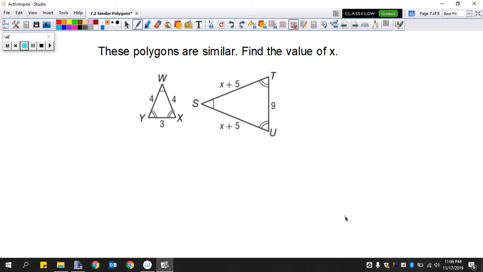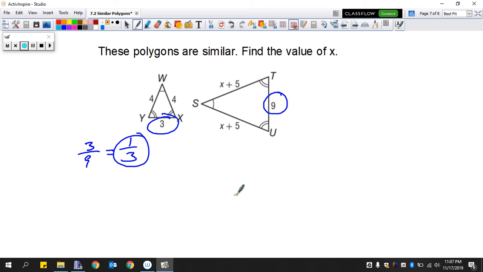Next example, we're already told that the polygons are similar. Find the value of x. All right. So the first thing we're going to need to do is figure out what our scale factor is. So if we look at here, this goes with this, because this is between the two congruent angles. The 9 is between the two congruent angles. So we have 3 to 9, which reduces down to 1 to 3.